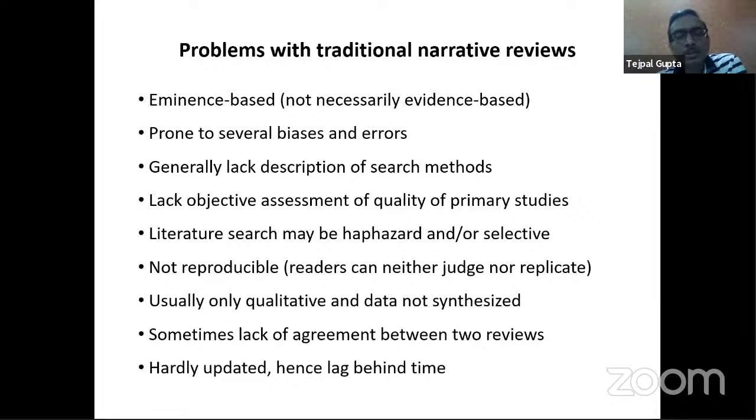The literature search would be haphazard or selective. Those narrative reviews were generally not very reproducible. Neither the readers nor others could actually judge them or replicate them. Most of the time, they were qualitative reviews with data synthesis not happening. And sometimes there would be multiple reviews, and there would be a lack of agreement between two reviews. They were hardly updated, and hence they mostly lagged behind the times.